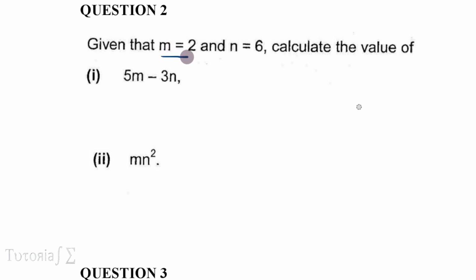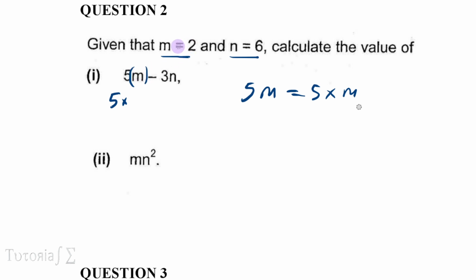You're given m as 2 and n as 6. Calculate the value of this. So for this question, what you should know is that when something is written as 5m, this is the same thing as 5 times m. Okay, same applies to this. So this was 5 times m.